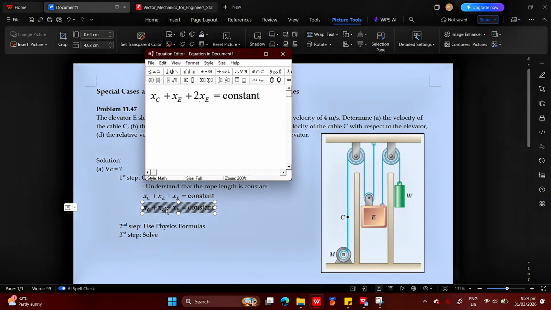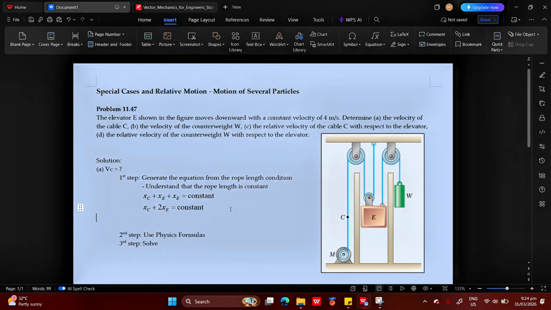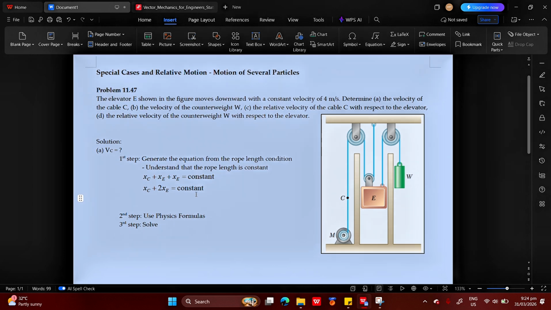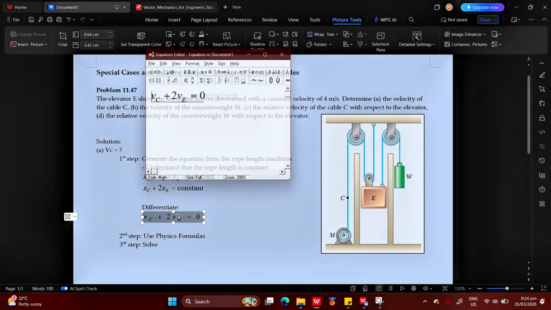Try to simplify. Then actually, guys, for this case, you do not know what is the constant value here, but you can actually derive this one, differentiate. If you differentiate, of course expect that the constant will turn into 0, and then this will become v, and this become v, because actually I derived this like this.